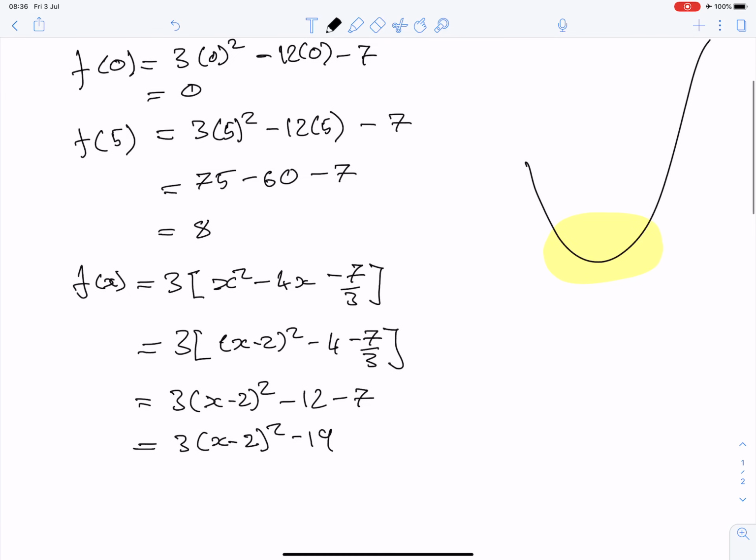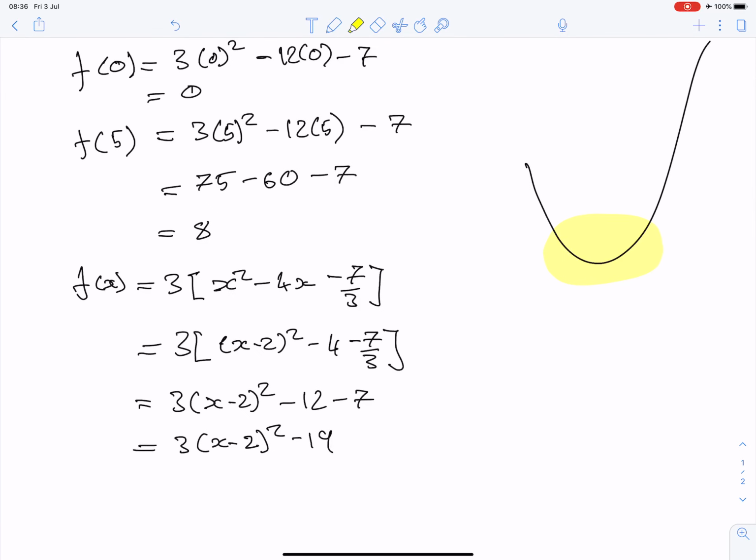Okay, but the key thing from this is that this tells us that the turning point comes when the bracket equals 0, so that's x is equal to 2, and when x is 2, we get minus 19. So this point here is (2, minus 19).